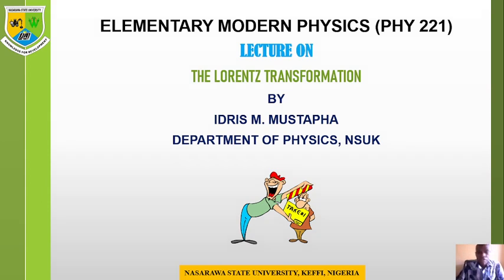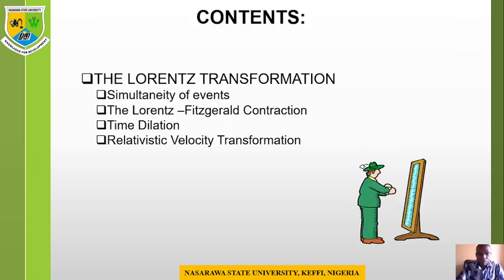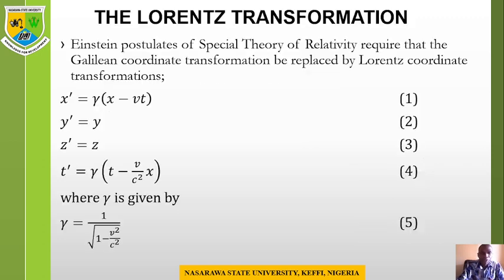Good morning, everyone. Today we shall continue in our lecture series on elementary modern physics. So today we shall be looking at the Lorentz transformation. Under that, we shall be discussing simultaneity of events, the Lorentz-Fitzgerald contraction, time dilation, and relativistic velocity transformation.